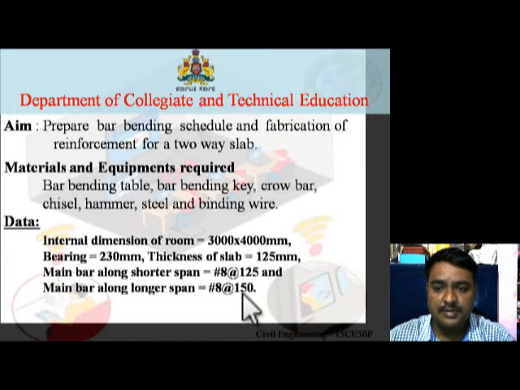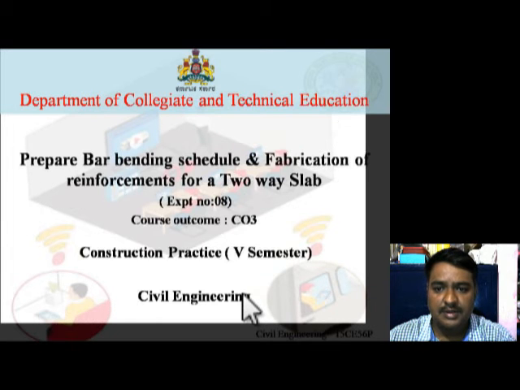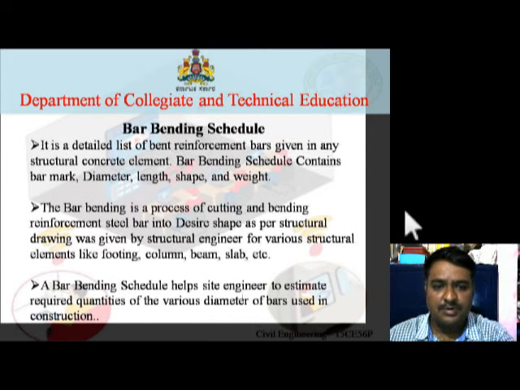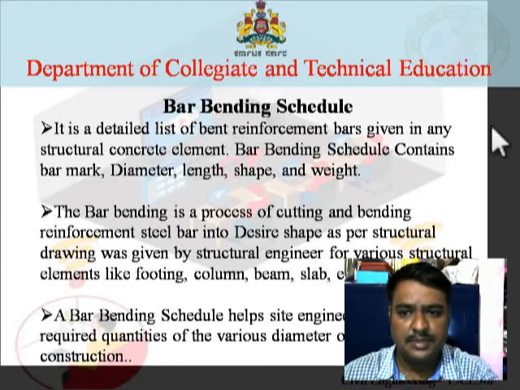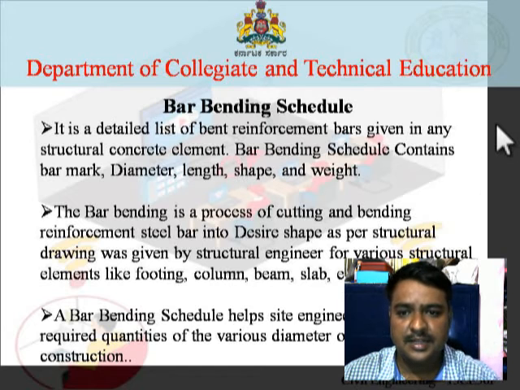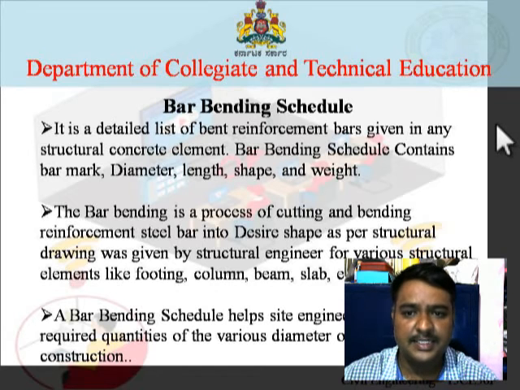Using the given data we can calculate the total quantity of steel required for a two-way slab, and prepare the bar bending schedule and fabrication of reinforcements. Then what is a bar bending schedule? It is a detailed list of bent reinforcement bars given in any structural concrete element. A bar bending schedule contains bar mark, diameter, length, shape and weight.